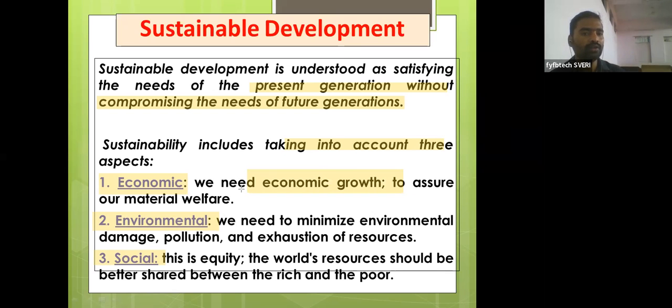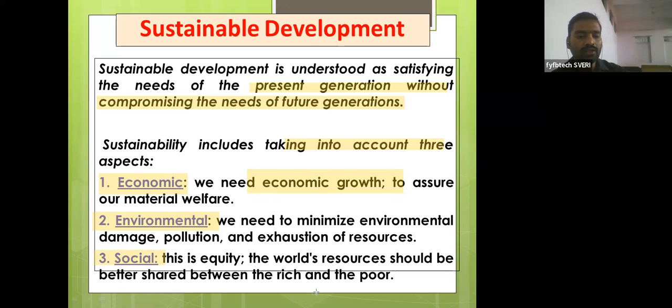Next, environmental. How is environmental going to help in sustainable development? We need to minimize environmental damage, pollution, and exhaustion of resources. Whatever damage we are doing should be minimized. Whatever environmental pollution we are causing, that should be reduced. That may be water pollution, noise pollution, sound pollution, which should be minimized. By minimizing all these factors, the environmental factor is going to improve.